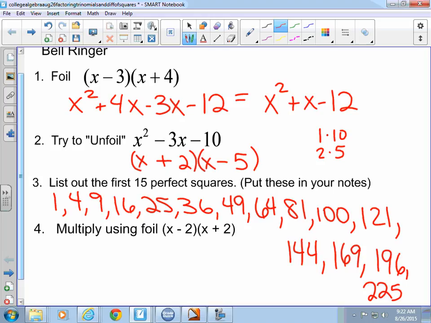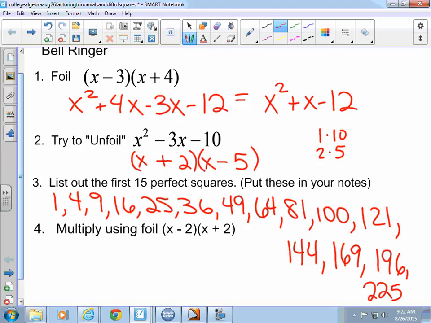Alright. There's 2 factoring techniques that we're going to look at today. One is unfoiling. The other one is a thing called a difference of perfect squares. One of the hardest things students have with differences of perfect squares is not recognizing these numbers. I hesitate to say you have to memorize them because you do have a calculator. You could recreate that list. Couldn't you? 1 squared, 2 squared, 3 squared, 4 squared, 5 squared, 6 squared.